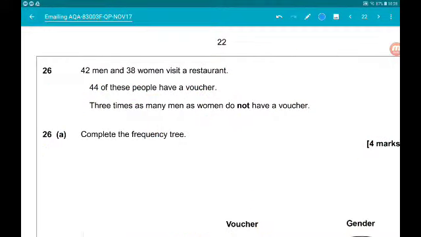Okay, 26, we got our frequency tree to fill in. So, 42 men and 38 women visit a restaurant.